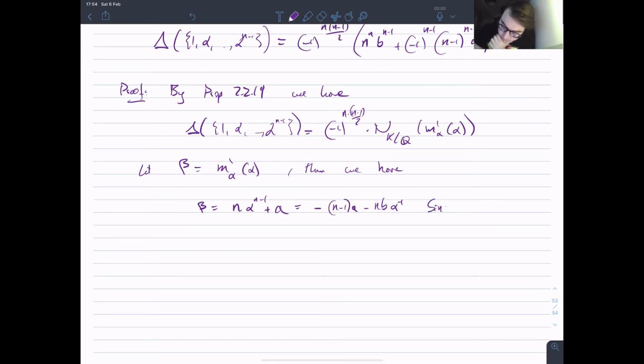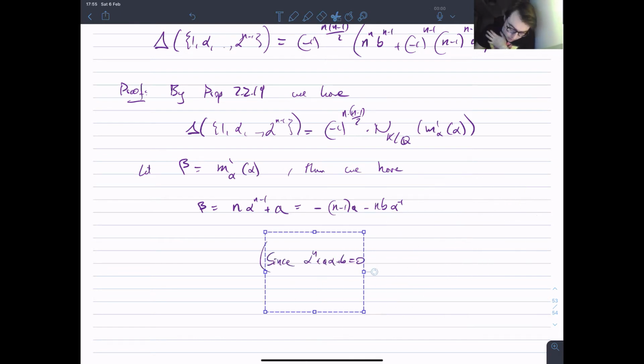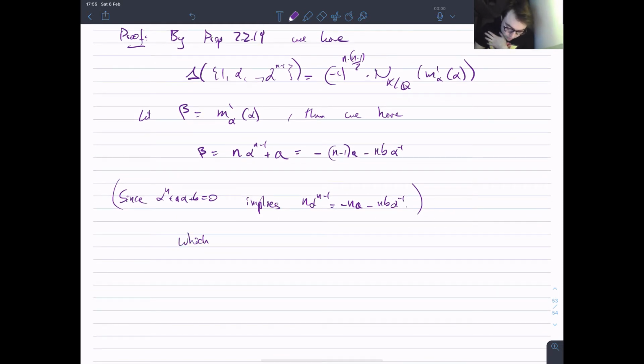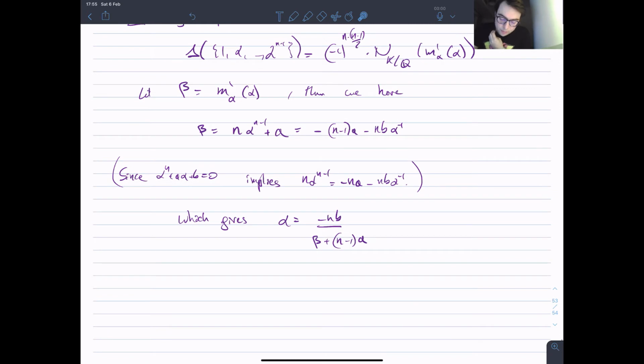Since this rewriting is since we know that alpha^n plus a alpha plus b equals 0, using this I can rewrite this side of the equation. Maybe I should write a bit more detail. Since this implies n alpha^(n-1) equals -n a minus n b alpha^(-1), all of this together gives that alpha is the same thing as minus n b over beta plus (n-1) a. I just rearrange this side of my equality.